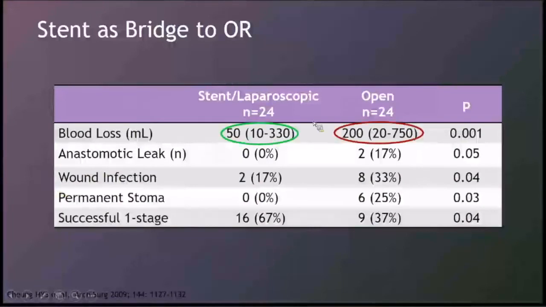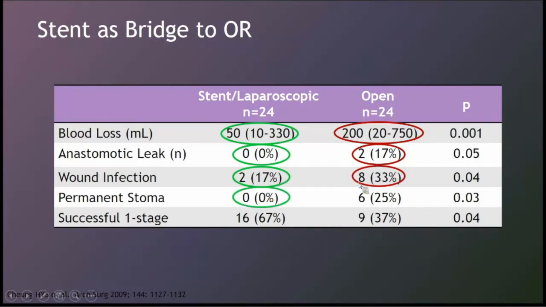Comparison, the stent group had lower blood loss compared to open surgery, which kind of makes sense. Anastomotic leaks, 17% in the open group. Wound infections, higher in the open group. Again, remember, this is an open surgery. They were all very distended. Permanent stoma, 25% in the open group versus 0 in the stent group. And single stage, 67% versus 37%.